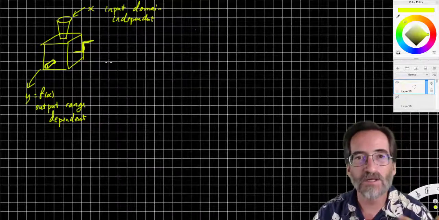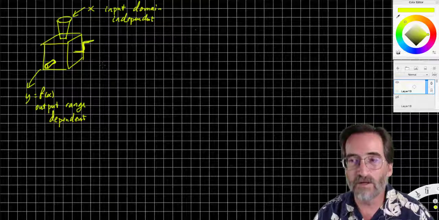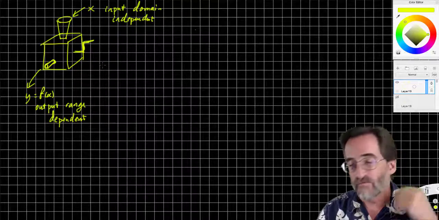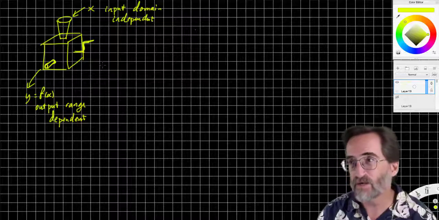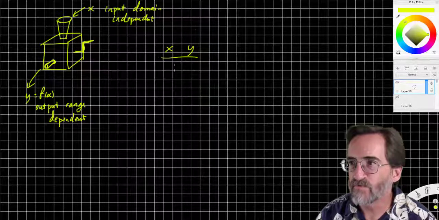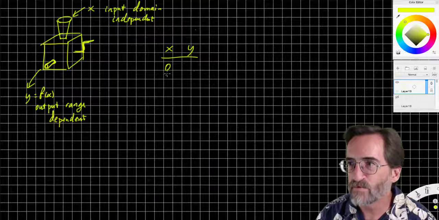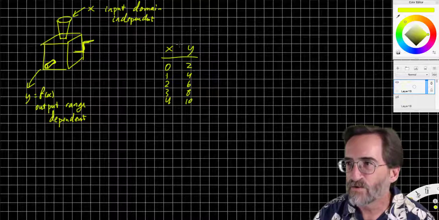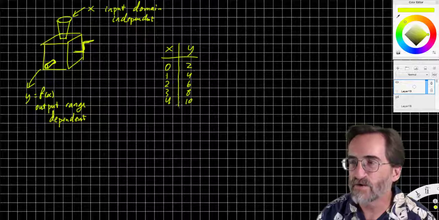And the notation can look like this. It can be a table. It can be a formula. It can be a set of points, right? So let's say I've got this point here. I've got x and y, so I'm going to represent a function as a table. x is 0, 1, 2, 3, 4, and y is 2, 4, 6, 8, 10. So this is one representation of a function.